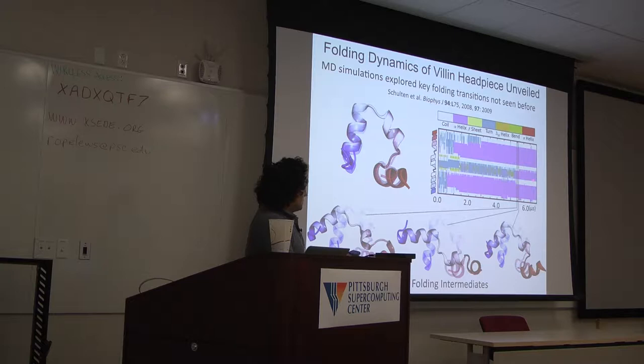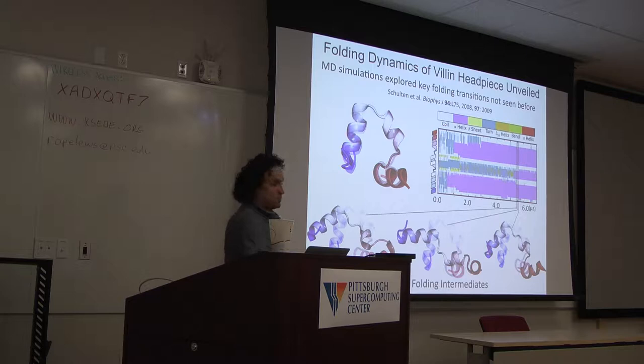But what do you learn? You find these key folding intermediates, right? What the community learned from this simulation is that there are some key intermediate steps that need to happen for the actual folded state to be reached. And this picture is something that can only be accomplished with all atom simulations.